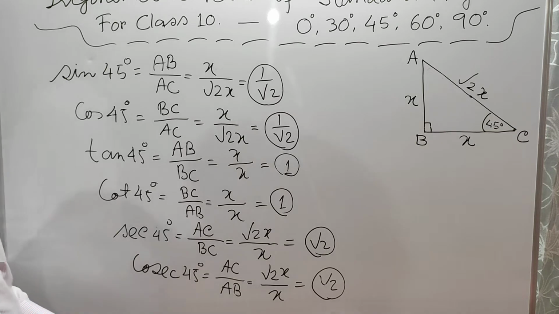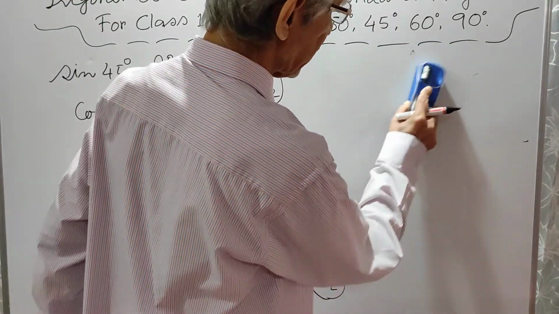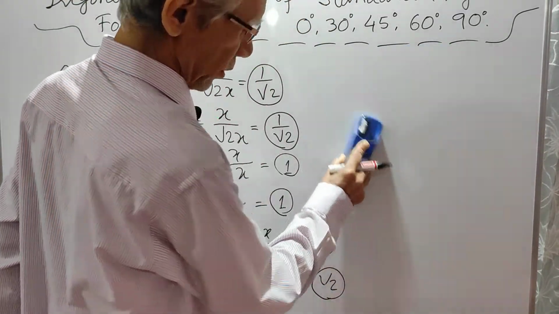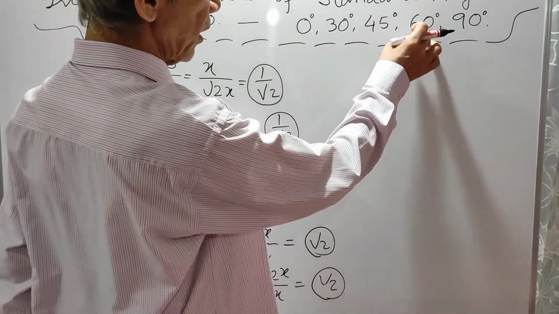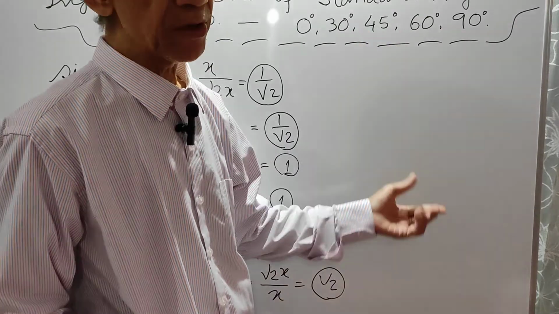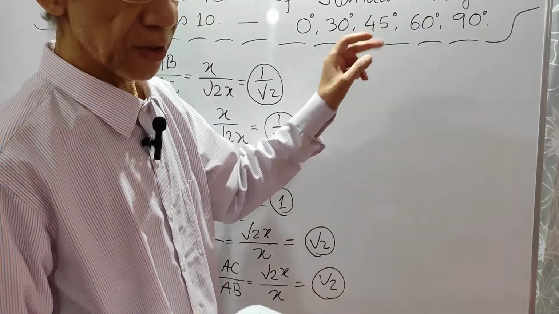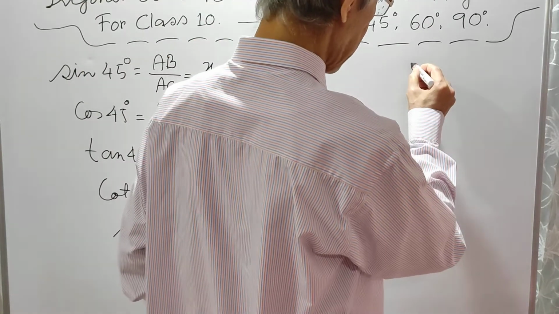Okay. Now, let us see 30 degree and 60 degree. So, we have done this 45 degree. So, next we will go to 30 degree and 60 degree. Now, for 30 degree and 60 degree, we will use the same triangle. Same triangle will give us these two, 30 degree and 60 degree. Now, let us see this triangle.